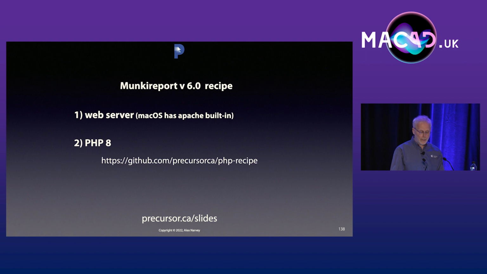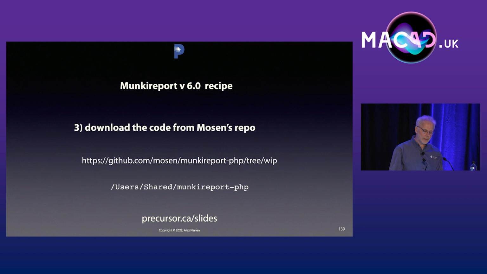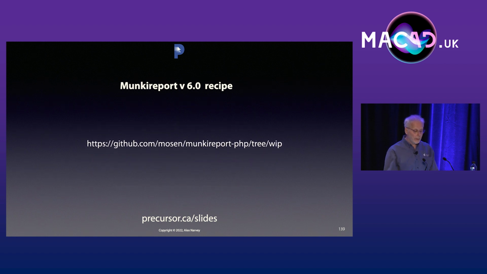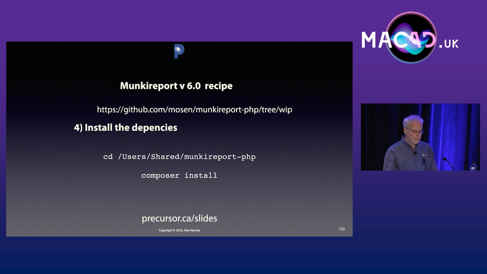Assuming you're using macOS Apache, you'll need to install PHP 8 via Homebrew and code sign it. I have documented that procedure in some detail on GitHub. It's not as hard as it sounds. Download the version 6 code from Mosen's Work in Progress repo on GitHub, and I usually place it in the Users Shared directory. Now you're ready to install the dependencies using Composer.